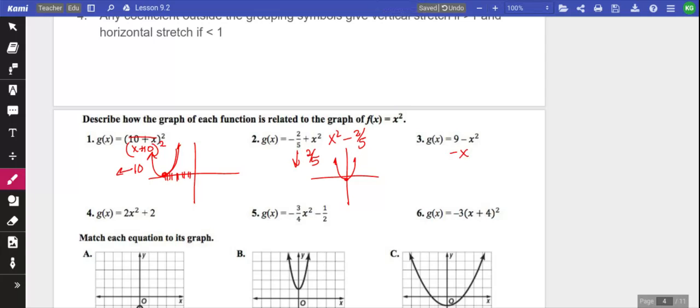This one says negative x squared plus 9. So this has two moves. The negative out front will flip it, and the plus 9 at the end will move it up 9. 2, 3, 4, 5, 6, 7, 8, 9. And flipped.